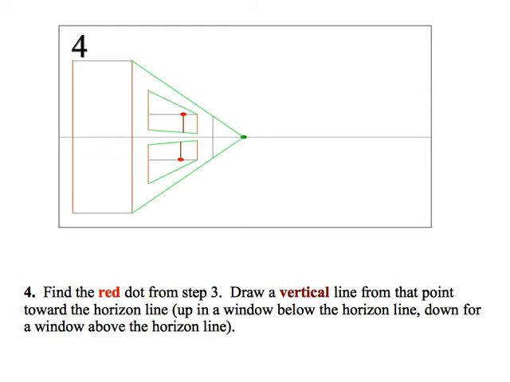Find the red dot from step 3. Draw a vertical line from that point toward the horizon line, up in a window below the horizon line and down for a window above the horizon line. We're almost done.